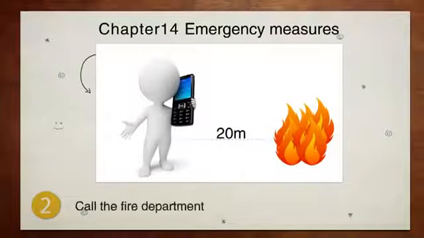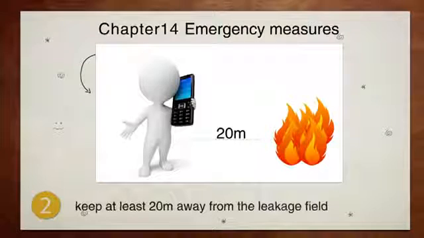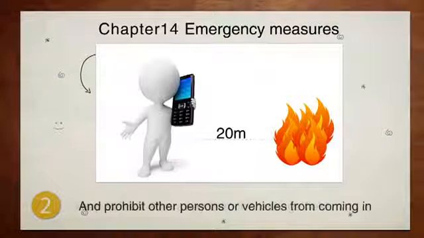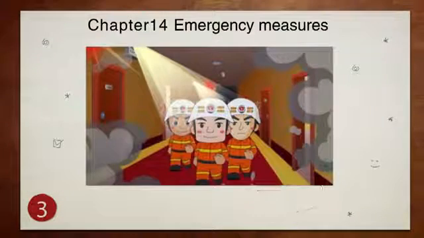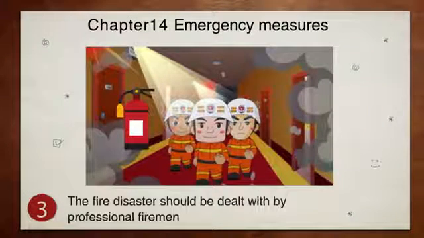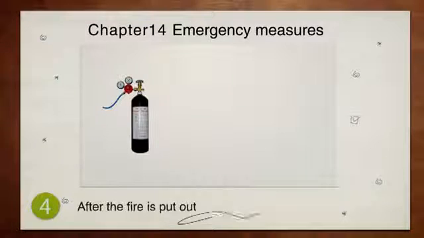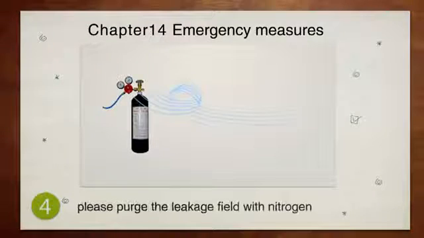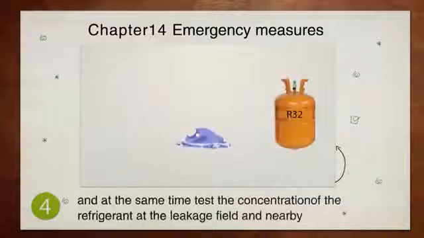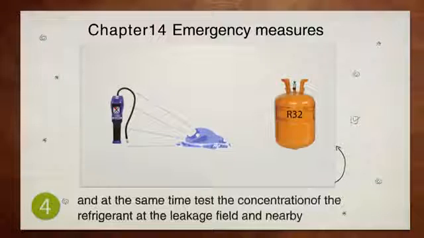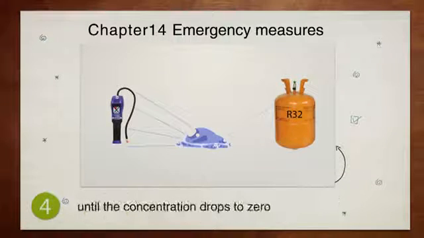Call the fire department. Keep at least 20 meters away from the leakage field and prohibit other persons or vehicles from coming in. Number 3. The fire disaster should be dealt with by professional firemen. Number 4. After the fire is put out, please purge the leakage field with nitrogen and at the same time test the concentration of the refrigerant at the leakage field and nearby until the concentration drops to 0.